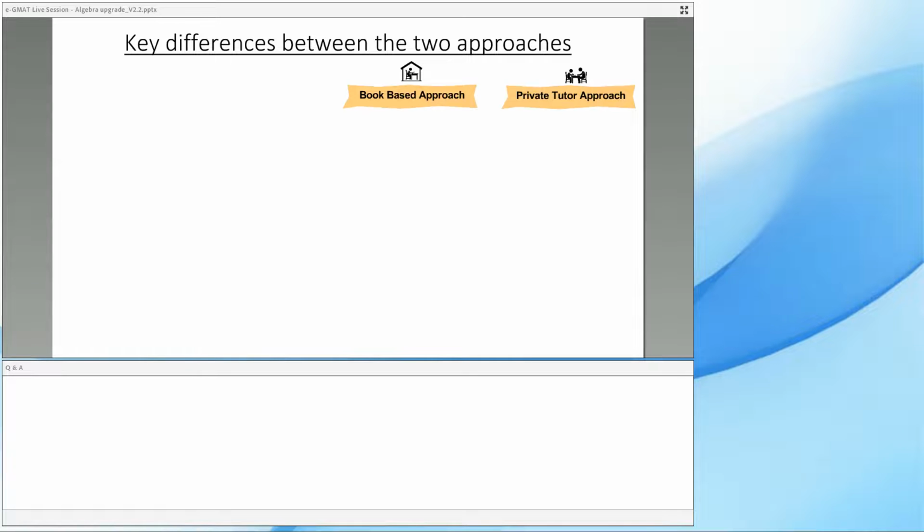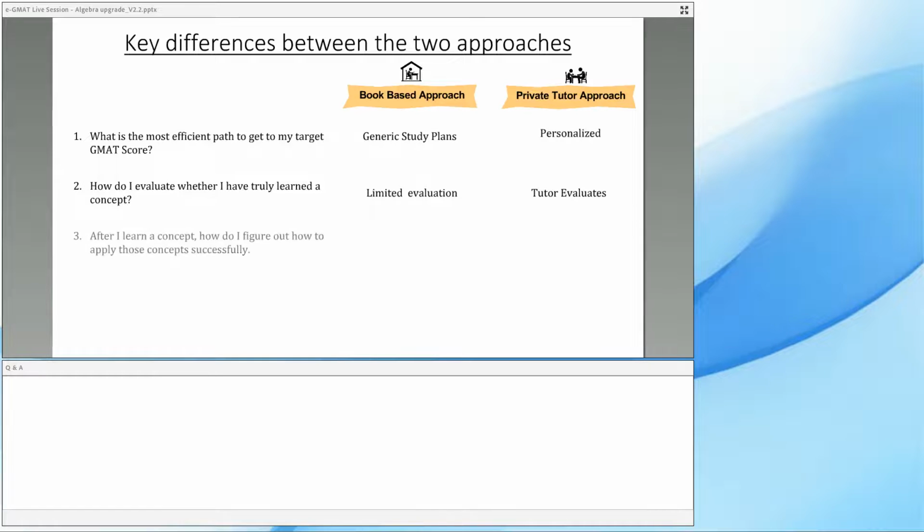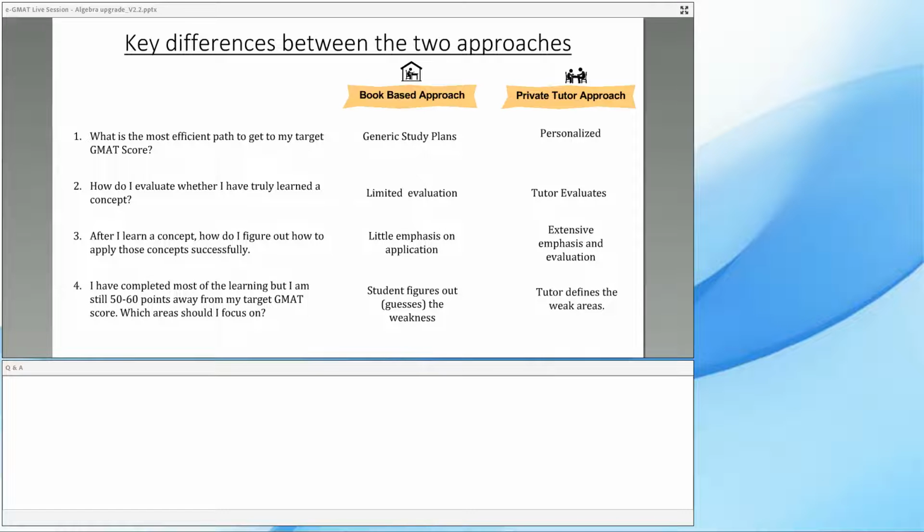So what are the key differences between these two approaches? While you learn the same concepts, a private tutor based approach gives you a lot more feedback. It is a lot more personalized. That's, I think, the first core difference. The second core difference is the extent of application that you learn. You learn the same concepts in both, but in the private tutor based approach, the approach ensures that you actually get those concepts and you're able to apply those concepts.